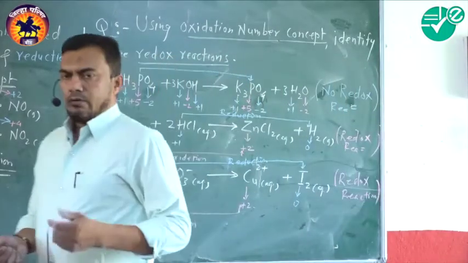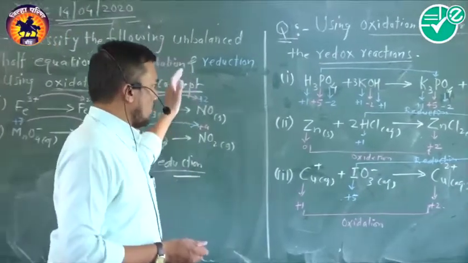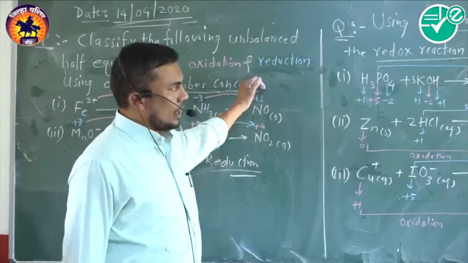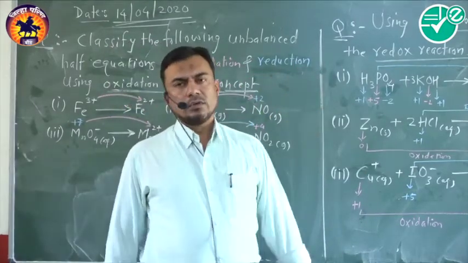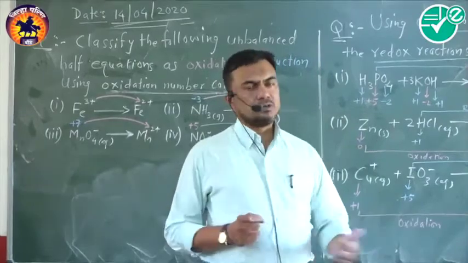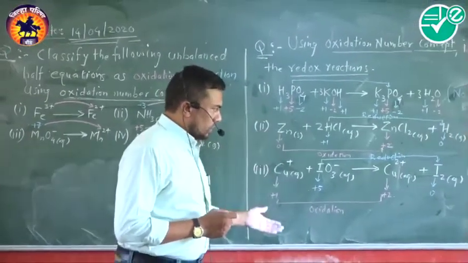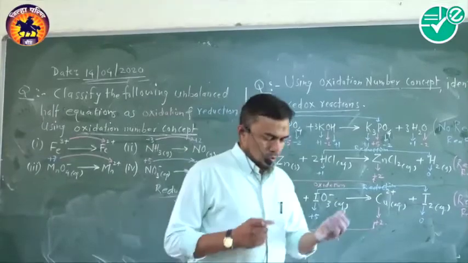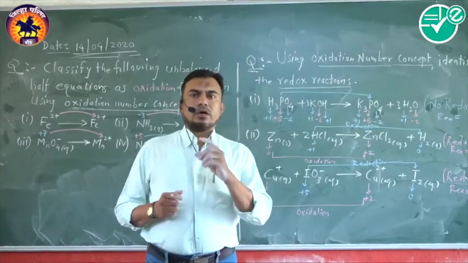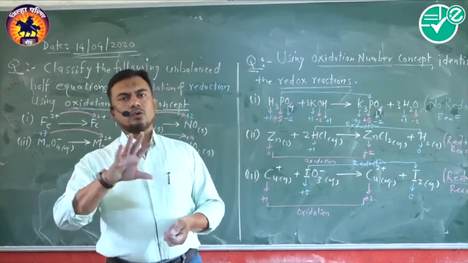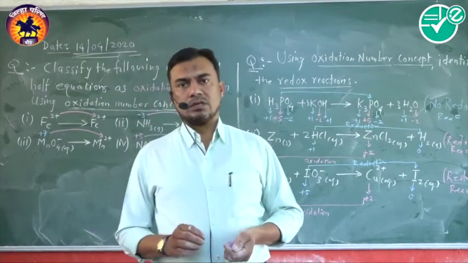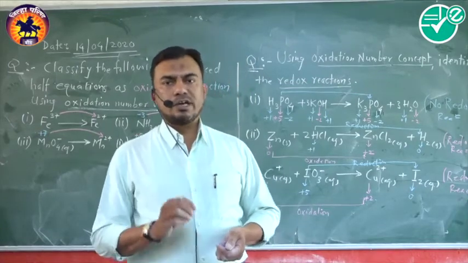So students, we learned how to identify or classify oxidation and reduction with the help of the oxidation number concept, and we can also identify redox reactions based on the oxidation number concept. With the help of these different examples and exercises, we can learn the redox reaction and how to assign the oxidation number of different atoms of elements in a compound or in a polyatomic ion.